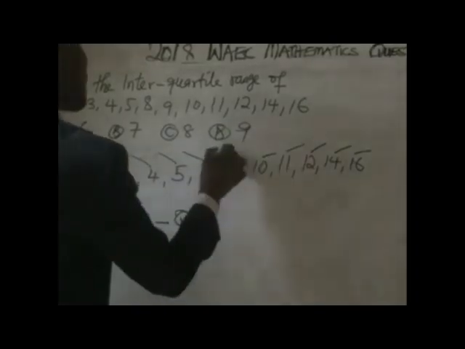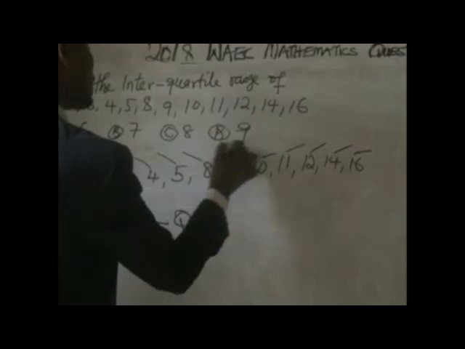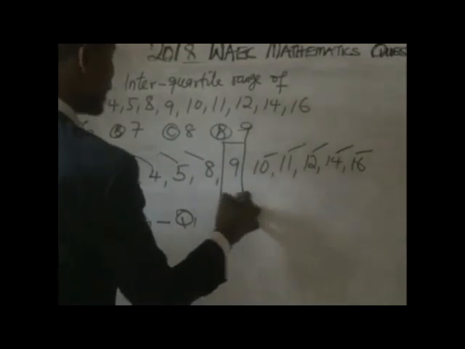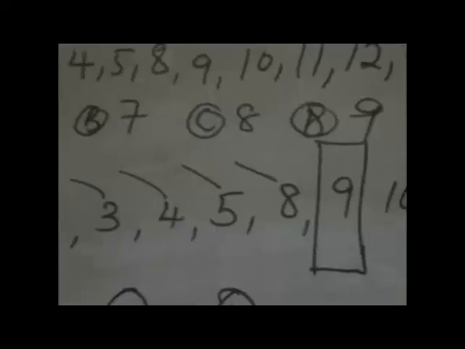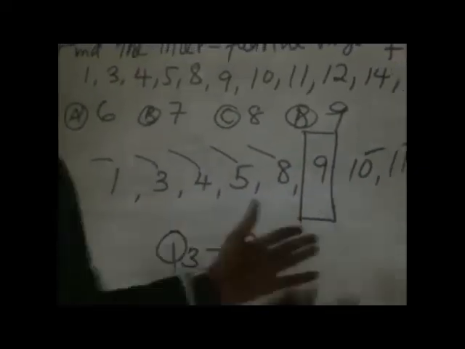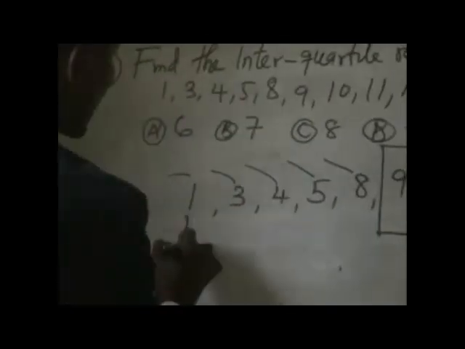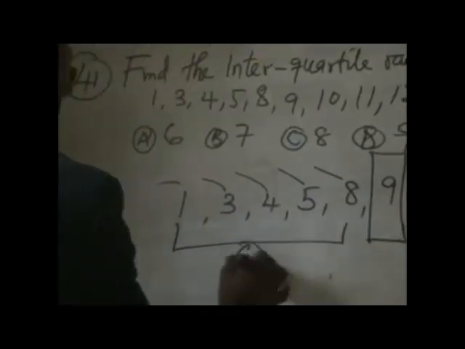So what I'm left with now is 9. So 9 is the median of this distribution. Okay, now we want to find the interquartile range. So we are going to find the median of this upper part of the distribution, which is Q3, while this lower part of the distribution will be Q1.